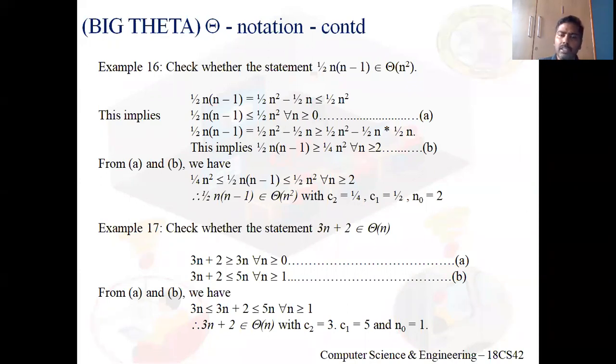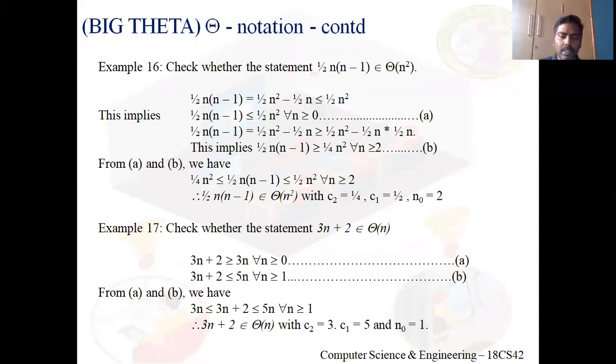So you are very clear. The answer is very simple, right? 3n plus 2 is linear. Big theta of n is also linear. Growth rate is the same, so we know it belongs. 3n plus 2 belongs to big theta of n is true. But what you need to identify is C1, C2, and n0.